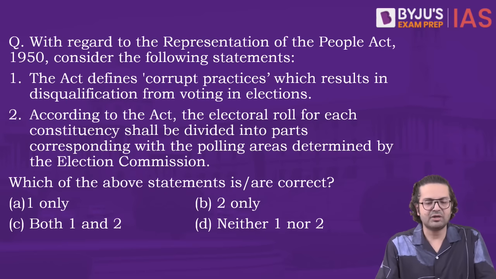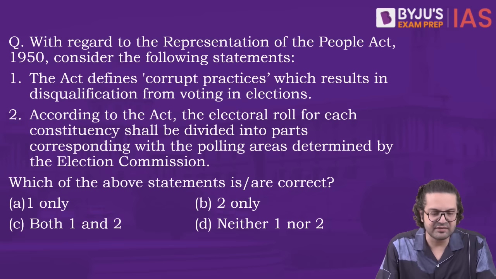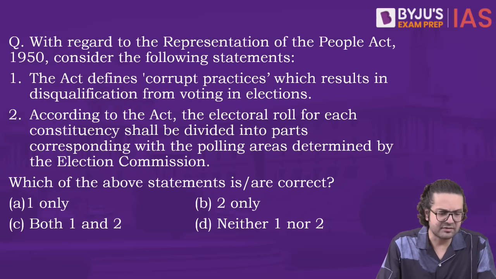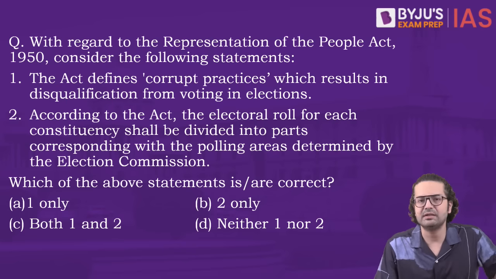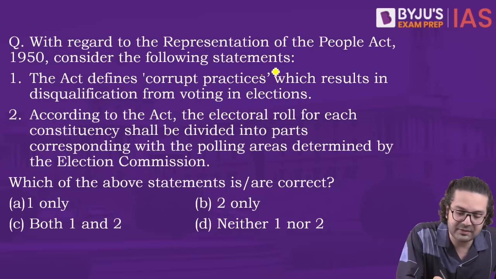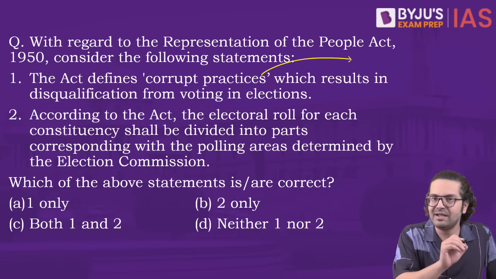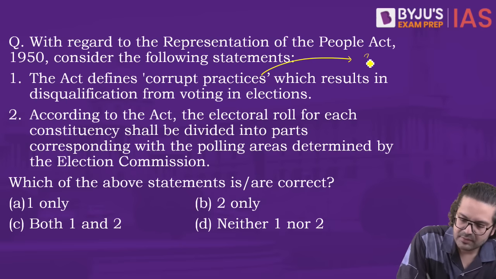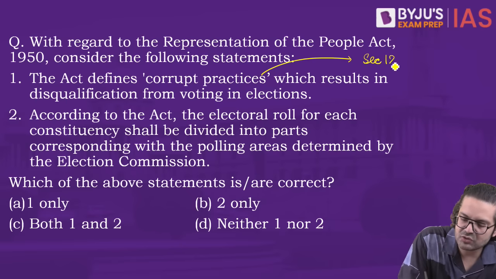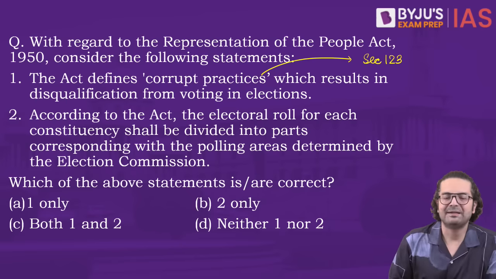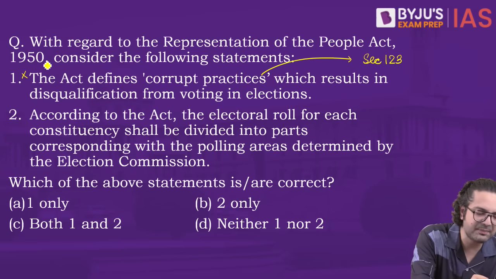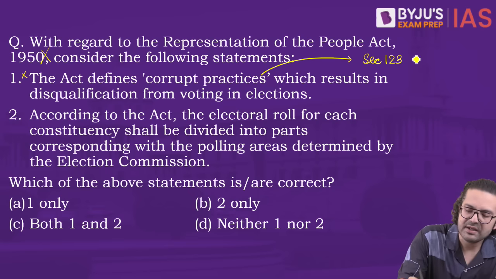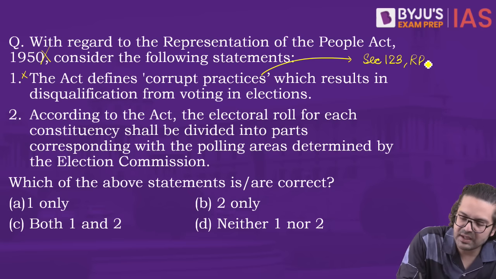Next question, with regard to the RPA 1950, consider the following statements. The Act defines corrupt practices which results in disqualification from voting in the elections. Corrupt practices, are they defined anywhere? Yes, they are. Section 123. But the statement is still wrong because it is not defined in RPA 1950. It is defined in RPA 1951.